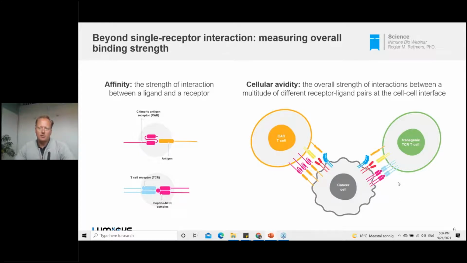Mark, where these immune cells form an immunological synapse with the cancer cell, and this is very important to execute their function. So not only are the CAR and the TCR binding to the tumor target, also many other interactions must be considered.